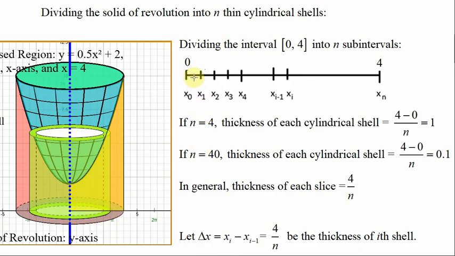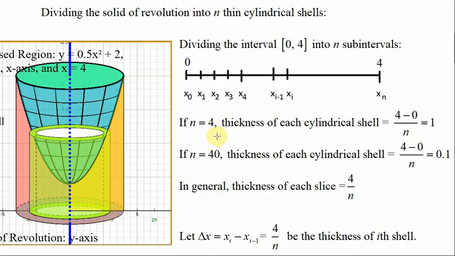I'm going to divide the interval from 0 to 4 into n subintervals. Let's call the points x sub 0, x sub 1, x sub 2, x sub 3, x sub 4, and then we get to what's called the ith subinterval, and all the way over here to 4, which is x sub n. If this is the ith shell, then right here would be x sub i minus 1, and right here would be x sub i.